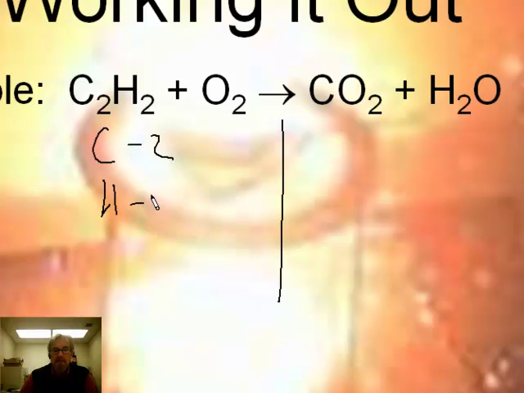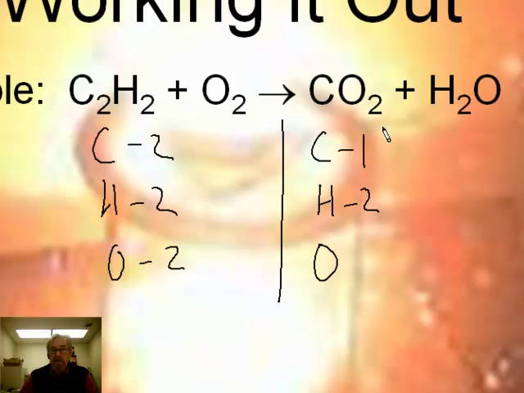On the left-hand side, I have 2 carbons, 2 hydrogens, and 2 oxygens. On the right-hand side, I've got 1 carbon, 2 hydrogens, and 2 plus 1, which is 3 oxygens. Hydrogen is the only thing here that's balanced. What can I do? Well, I need 2 carbons on the right, so I'll put a 2 in front of CO2.